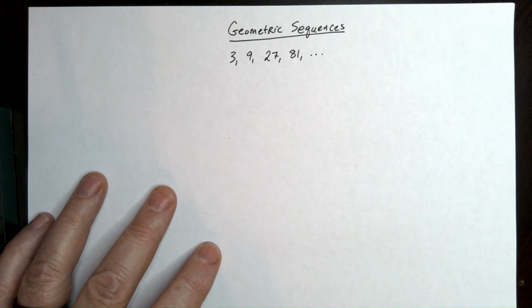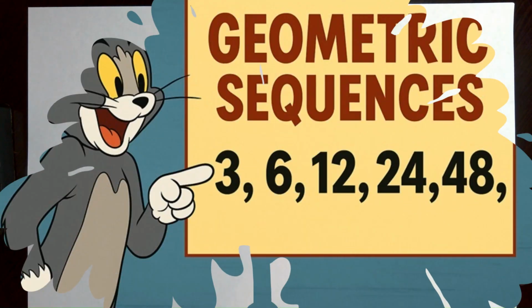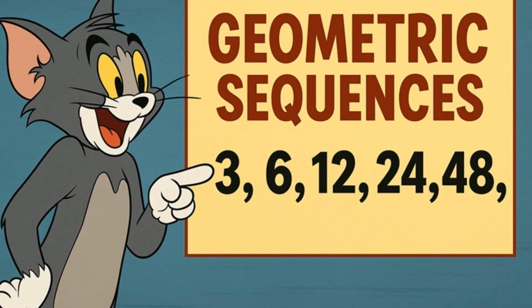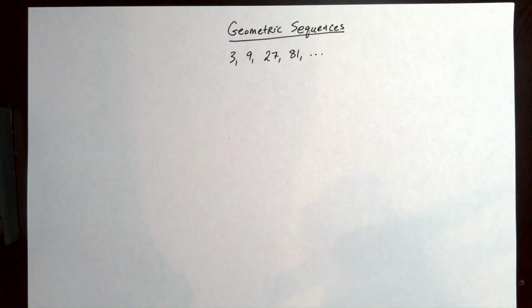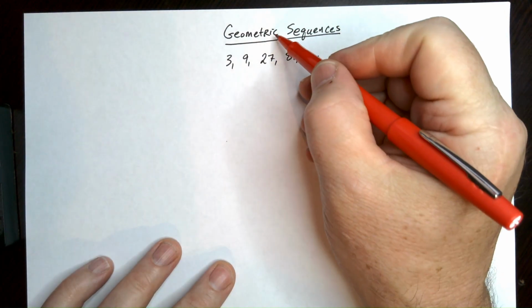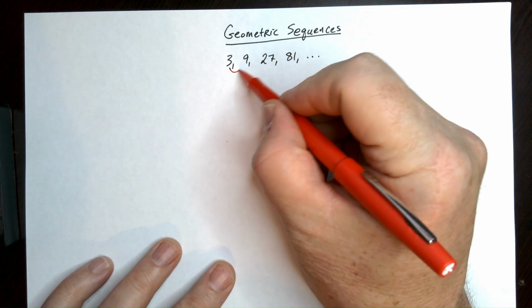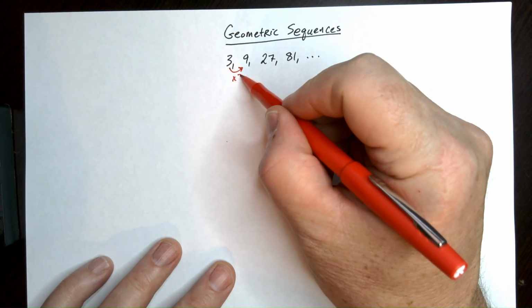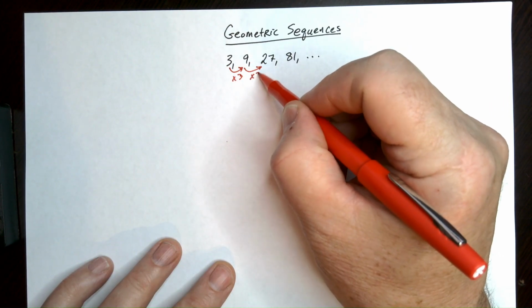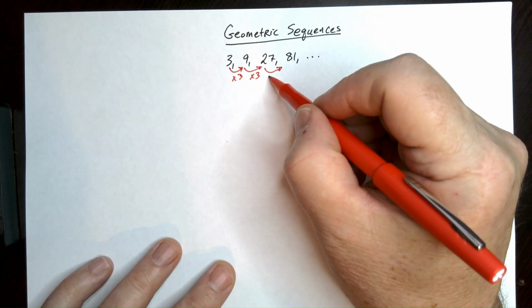Well, hello everybody. I thought we'd do a quick video on some geometric sequences, right? So a sequence is a string of numbers. It doesn't have to have a pattern, but if it's geometric, it will have a pattern. And the pattern will be that each term is multiplied by the same value, right? So here that value would be 3.